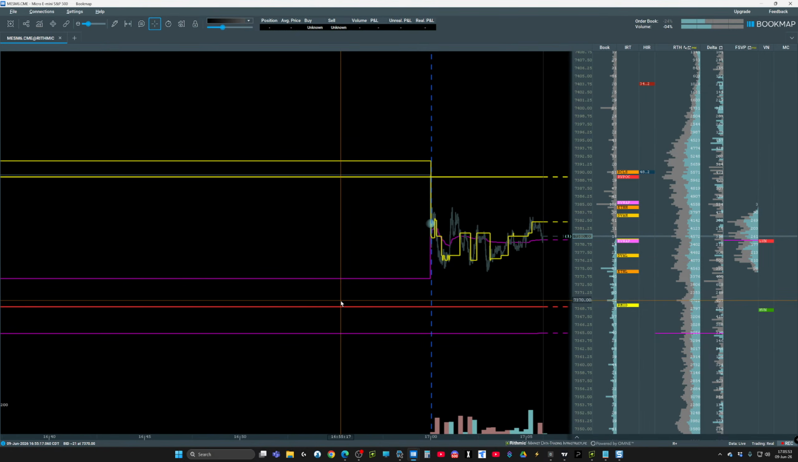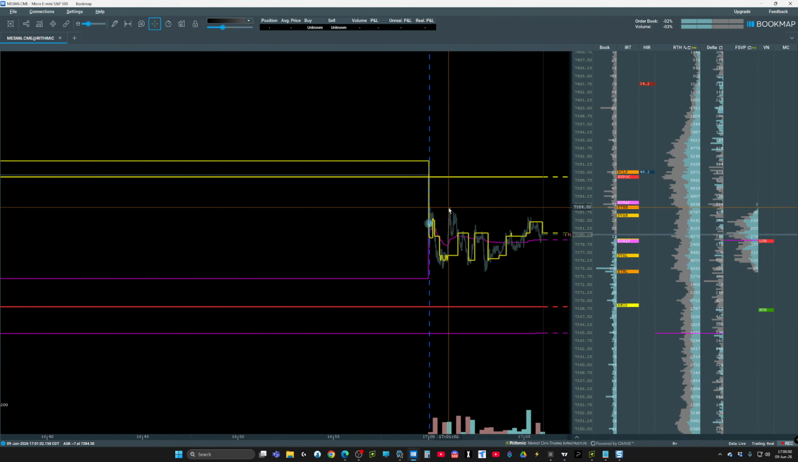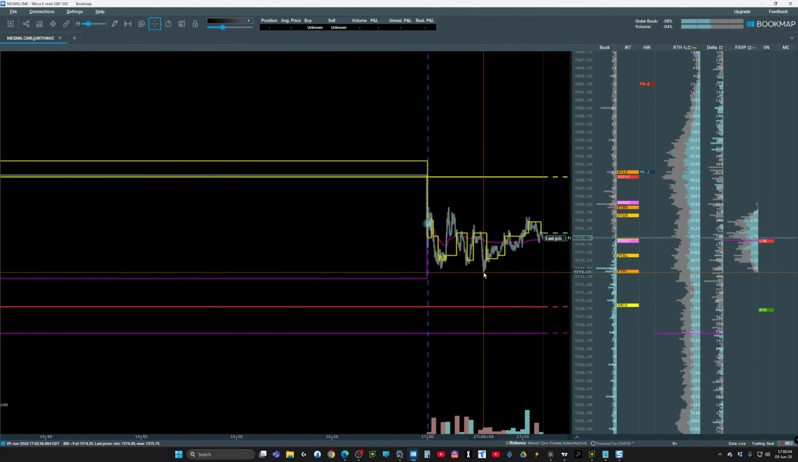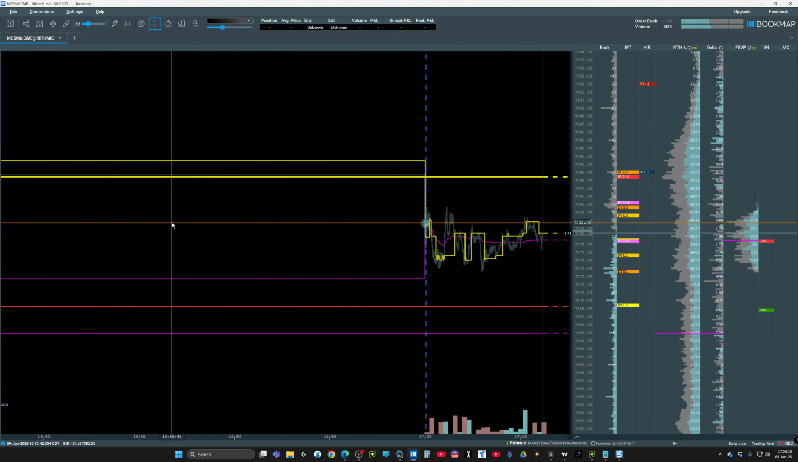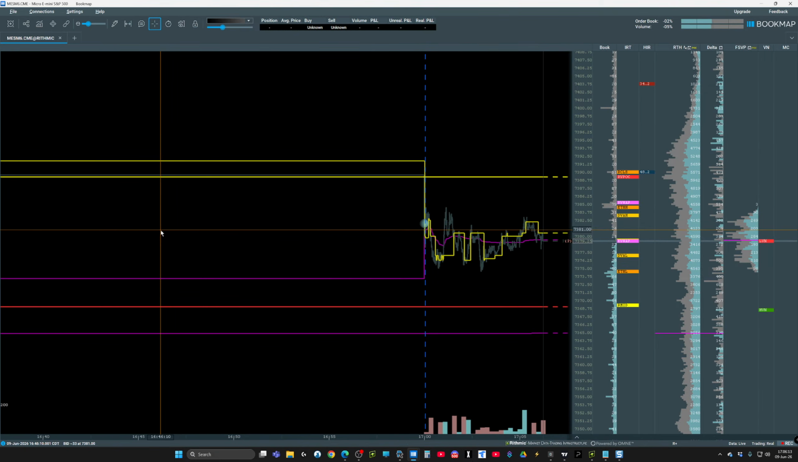So right now, we have the initial balance high put in first, or the opening range high. And this is the opening range low at this moment, but this is meaningless at this point. So let's let this thing unwind for a little while here and see where we are. We've only entered 5 minutes.